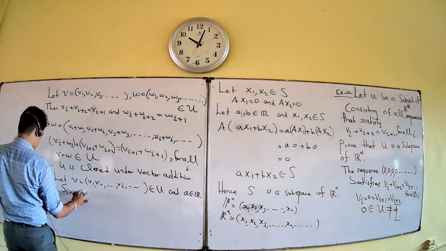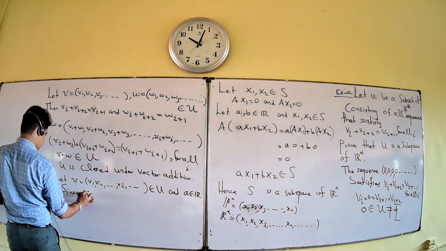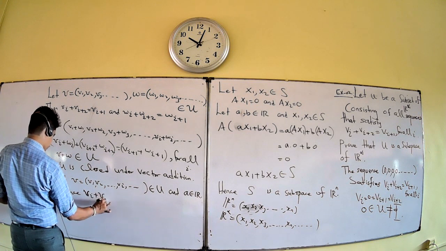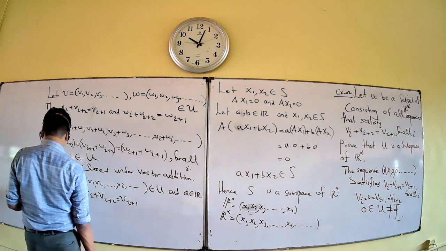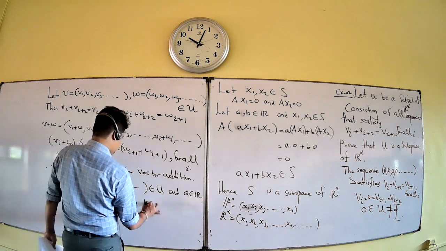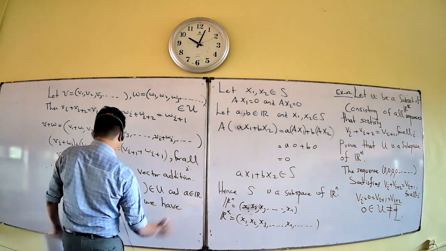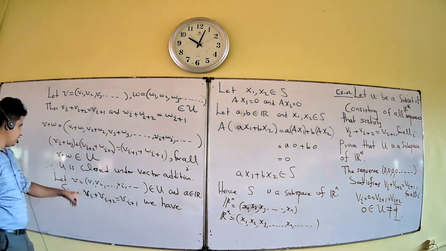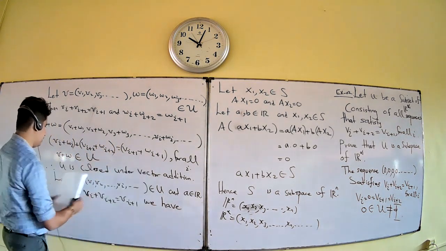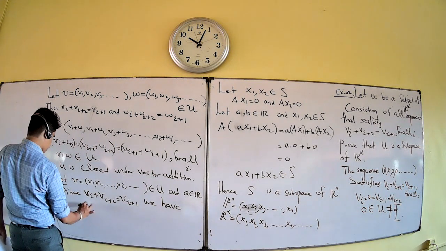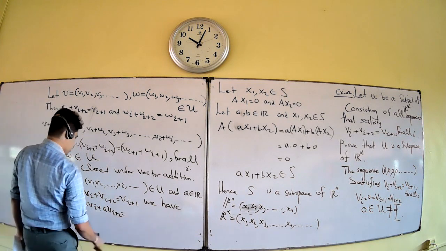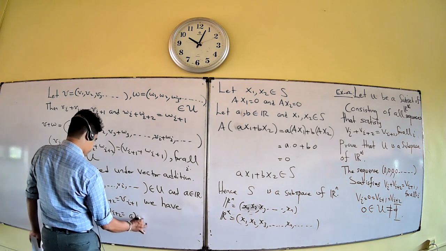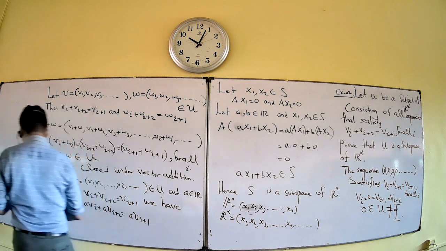Since v_{i+2} = v_i + v_{i+1}, we have, suppose this vi satisfies this condition, you multiply this one by a. So you have a v_{i+2} equals a v_i plus a v_{i+1}, no problem because a is a scalar.